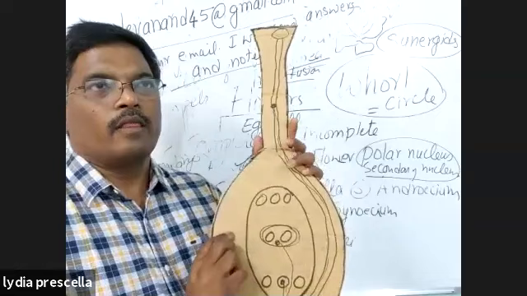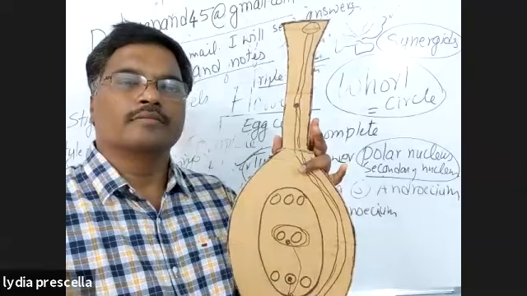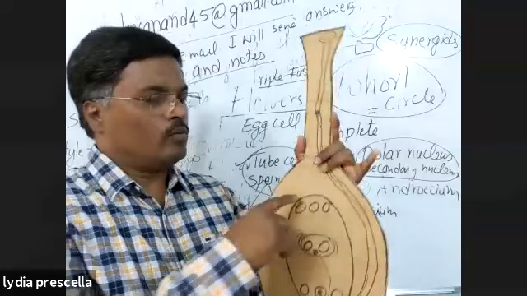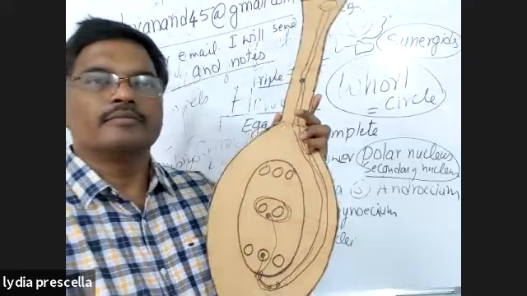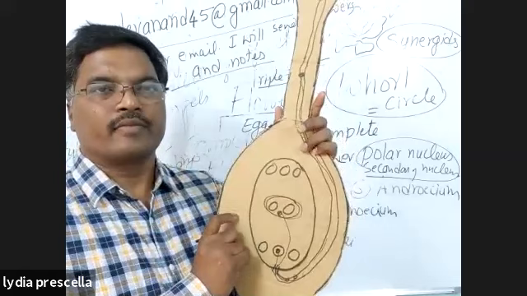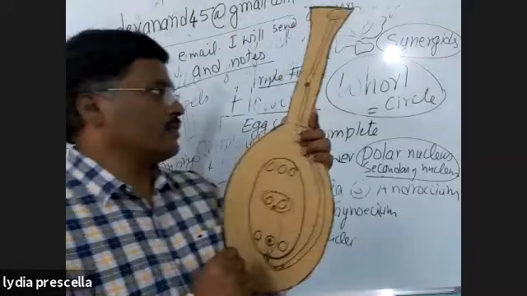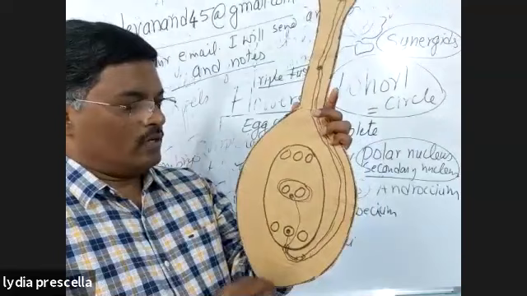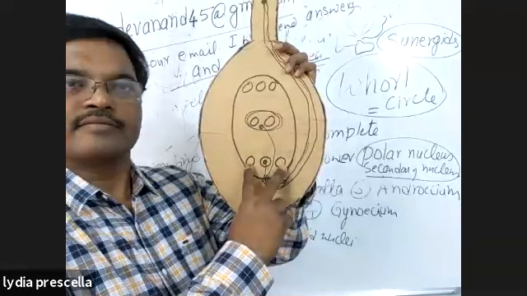Now, how many cells are there inside the embryo sac? This is called embryo sac. There are 8 cells in the embryo sac. 1, 2, 3, 4, 5, 6, 7, 8. Name these 8 cells. What are these 3 cells called which are on the top of embryo sac opposite to micropyle? They are called antipodal cells. Now these 3 cells, they don't have a single name. They have different names. The first cell and the last cell are called synergids.